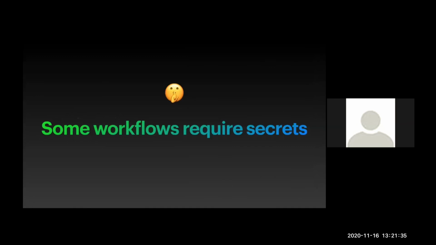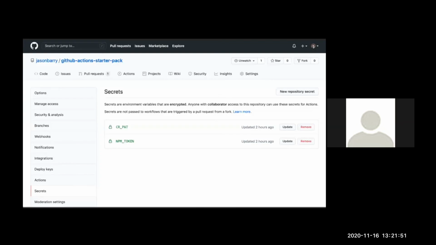Now, some workflows require secrets. What is a secret? Well, a secret is an encrypted environment variable that's only within the scope of your repo. Maybe you've seen this tab in your repo settings as well. Didn't know what it was for. Secrets are so that you don't need to hard code tokens into your code base.